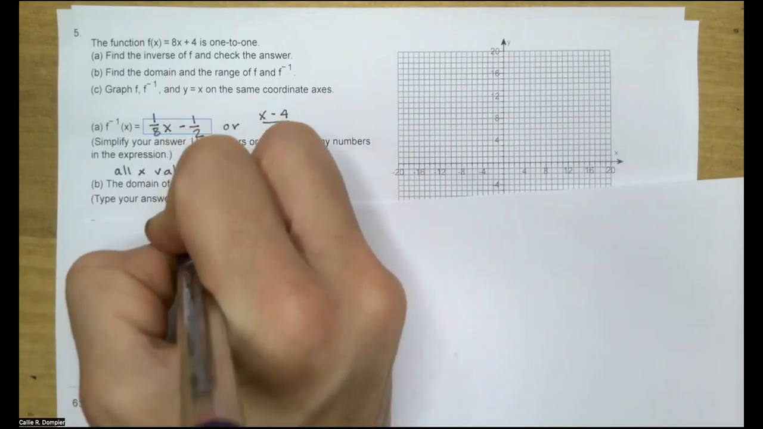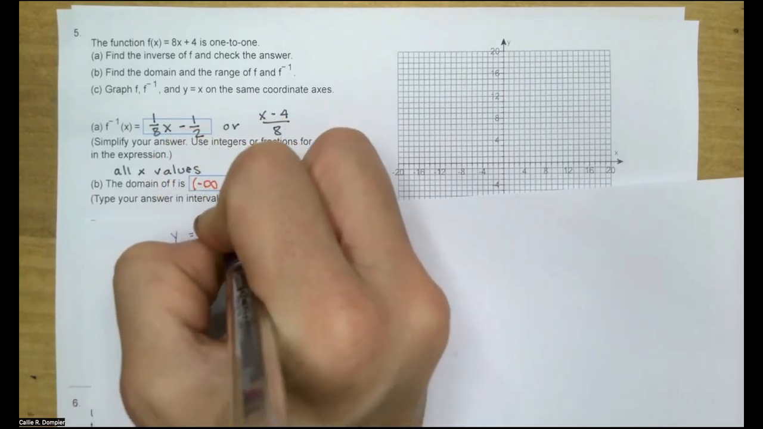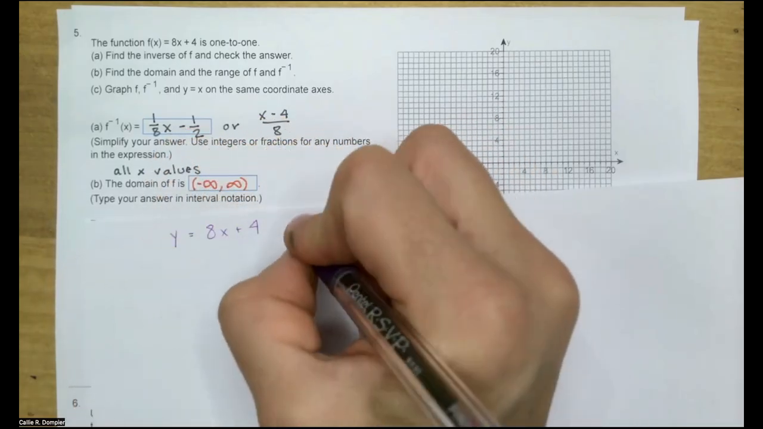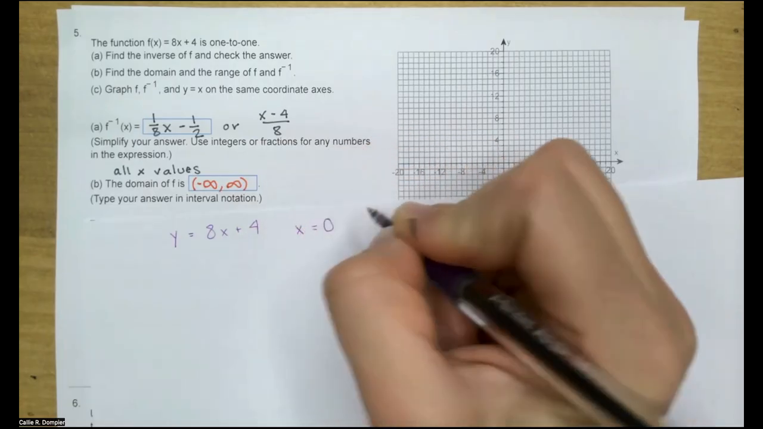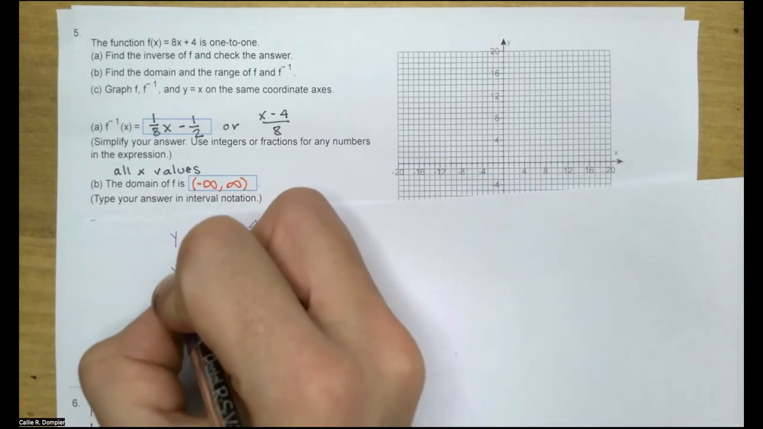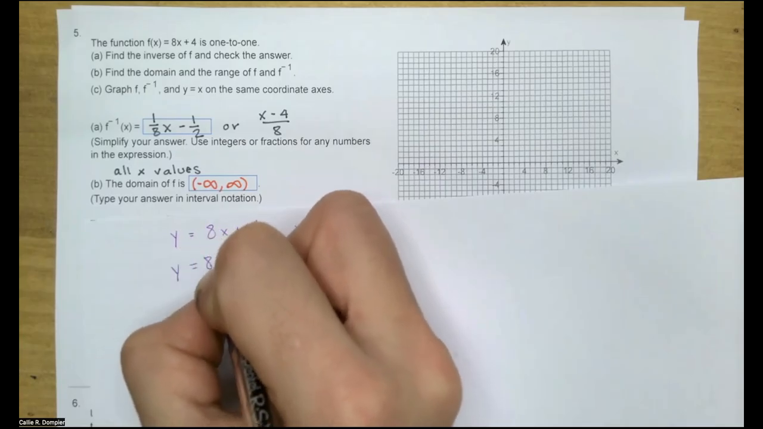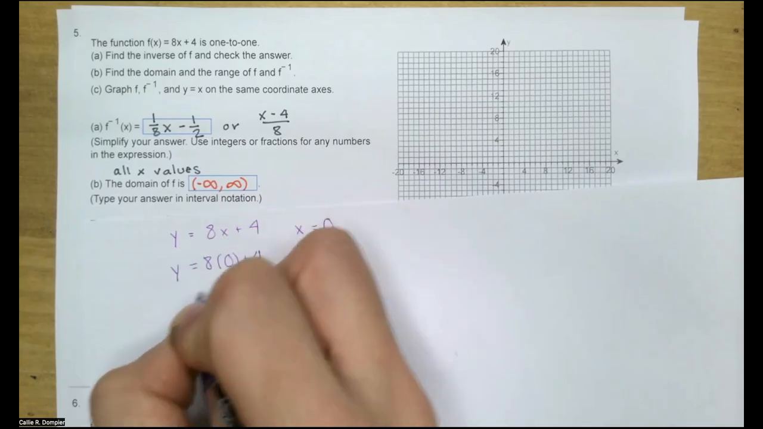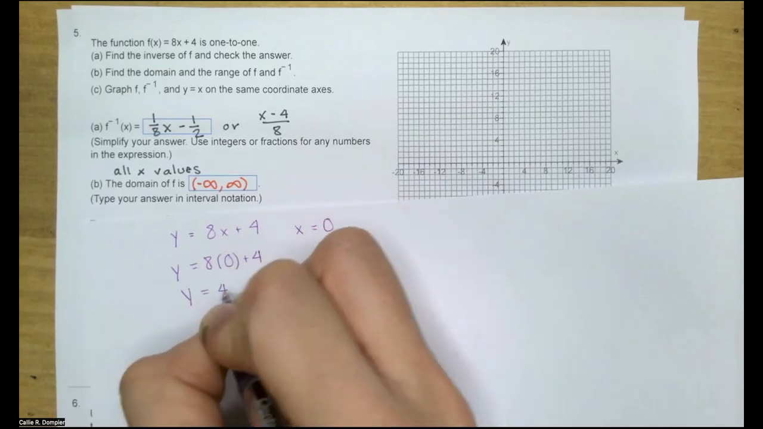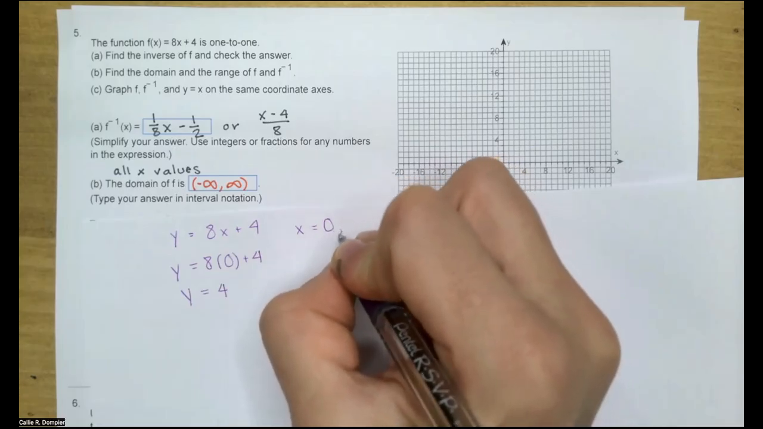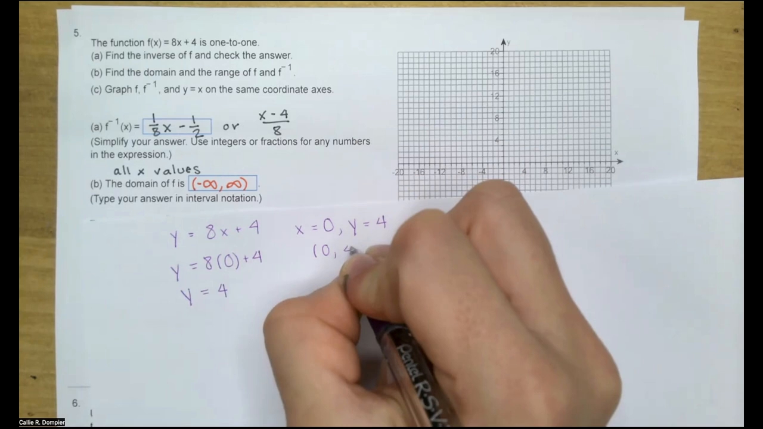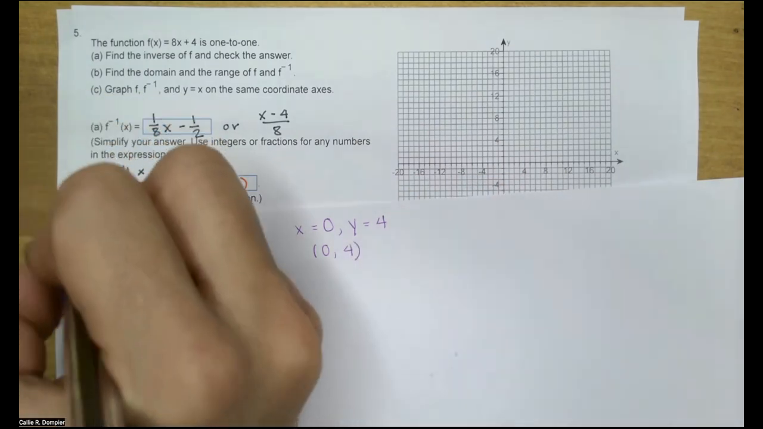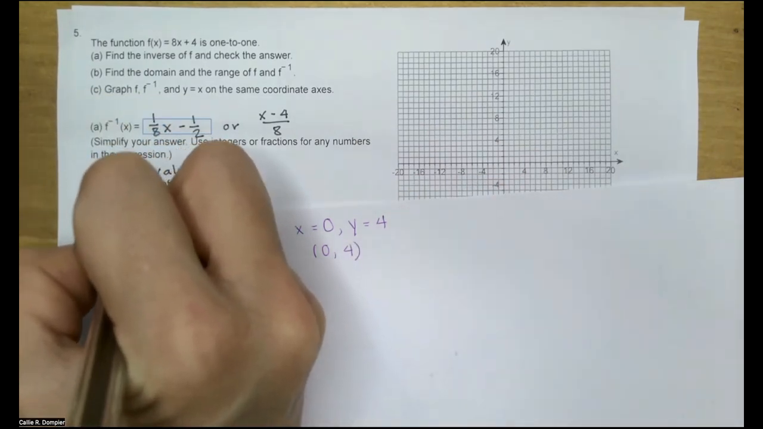So it's y equals 8x plus 4, and I'm just going to say when x is equal to 0, even that would be easy, right? Y equals 8 times 0 plus 4, y equals 4. So when x is 0, y equals 4. So that's the point (0, 4). And this is for the graph of f of x, right?